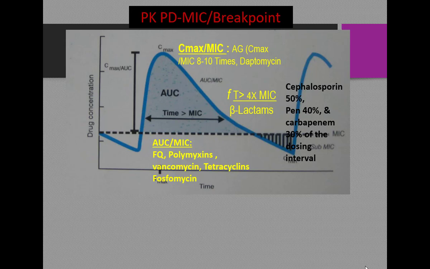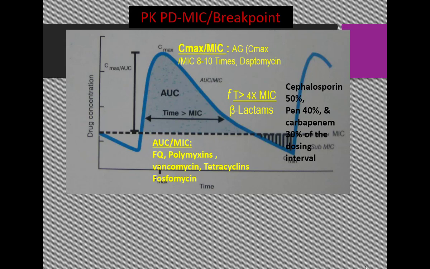Then we have the time dependent or concentration independent drugs. The classic examples are carbapenems, and you need these drug concentrations to be well above the MIC, at least 4 times over the MIC. And this concentration, 4 times above the MIC, has to be present for a good period of time. Here it is written as 30% for carbapenems, but I generally go for 40% for carbapenems, 60% for cephalosporins.